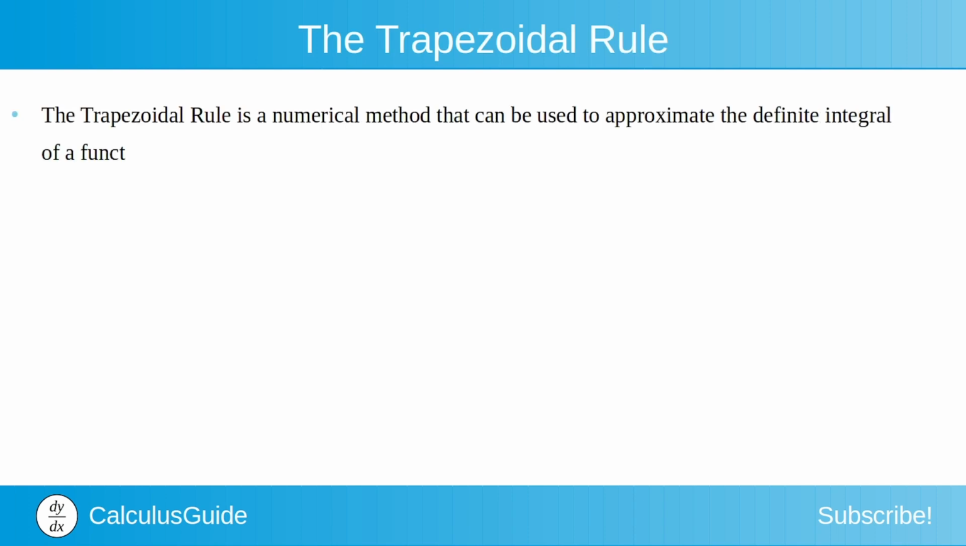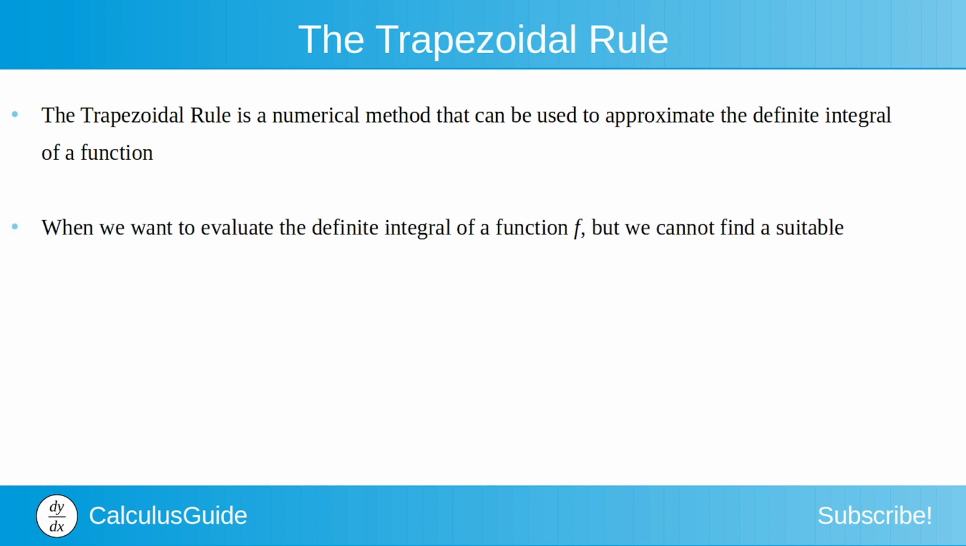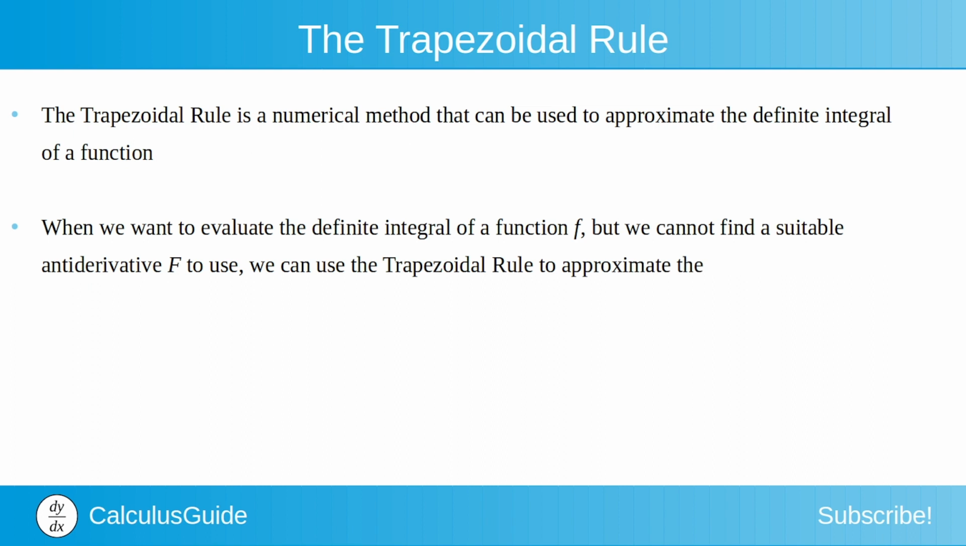The trapezoidal rule is a numerical method that can be used to approximate the definite integral of a function. When we want to evaluate the definite integral of a function f, but we cannot find a suitable antiderivative F to use, we can use the trapezoidal rule to approximate the definite integral.